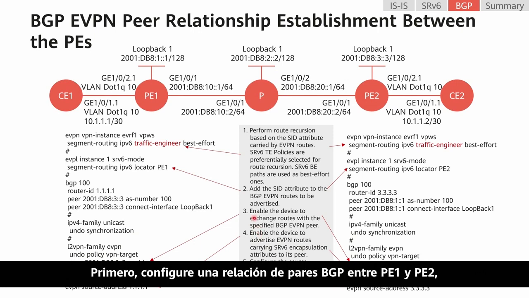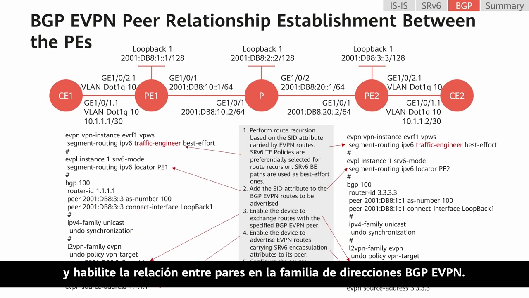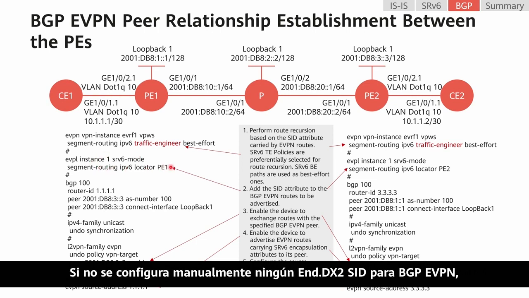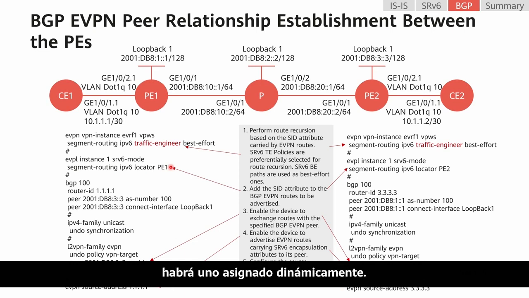First, configure a BGP peer relationship between P1 and P2 and enable the peer relationship in the BGP EVPN address family. In this way, the BGP EVPN peer relationship is established. Then enter the BGP EVPN address family view and configure the device to advertise EVPN routes carrying SRv6 encapsulation attributes to its peer. Next, add the SID attribute to the BGP EVPN routes to be advertised in the EVPL instance. If no end.dx2 SID is manually configured for BGP EVPN, there will be a dynamically allocated one.